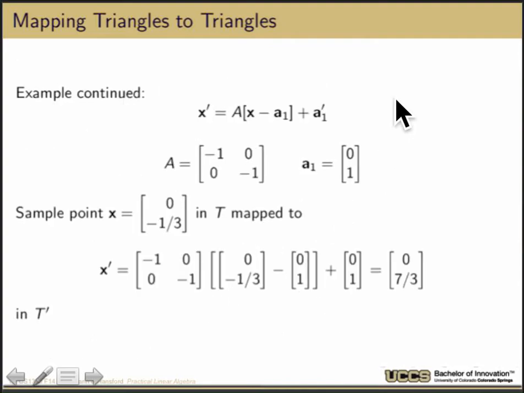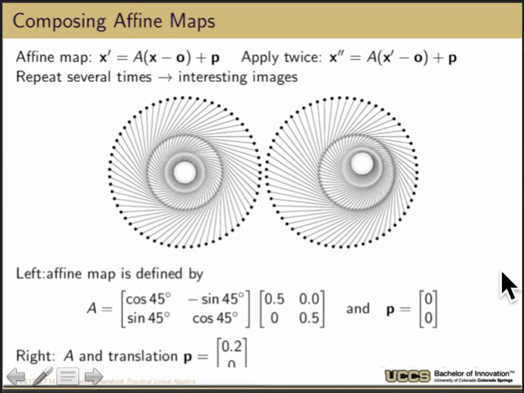So if I want to continue looking at that, for any value of x, my affine transformation is A, where A is the matrix -1, 0, 0, -1. I take x minus A1, which translates me to the first corner of the triangle, apply this transformation, and then add back in A1 prime, which in this case was actually the same as A1. So if I had some point (0, 1/3) and I want to see where that goes, it's going to end up at (0, 7/3). Again, I encourage you to try that graphically.